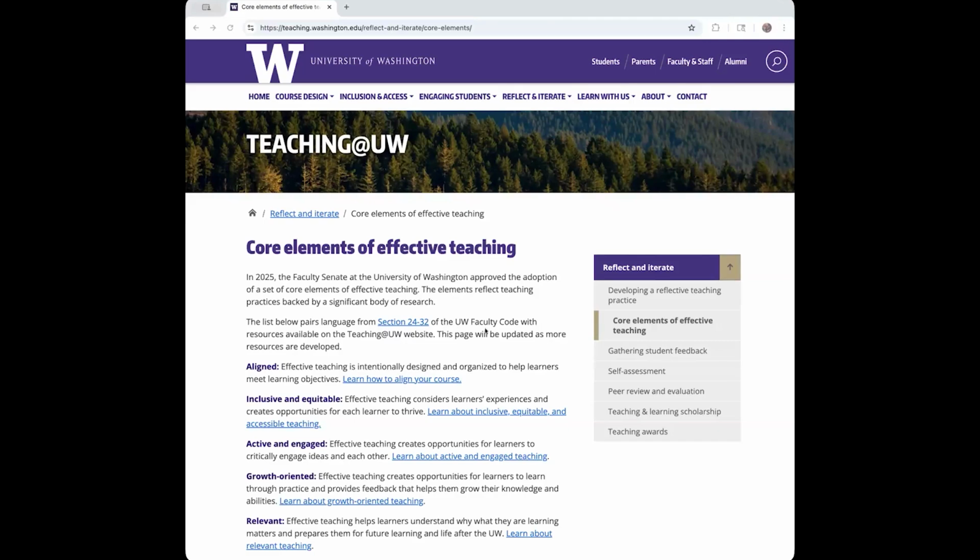These elements, all 5 of them, are backed by decades of research and are already practiced by scores of UW faculty members. They are not a comprehensive list of all effective teaching practices, but they are core to any effective teaching practice, regardless of your discipline, your teaching context, or your campus. Today's session is going to focus on this one right here: growth-oriented teaching. This core element reads, effective teaching creates opportunities for learners to learn through practice and provides feedback that helps them grow their knowledge and abilities.